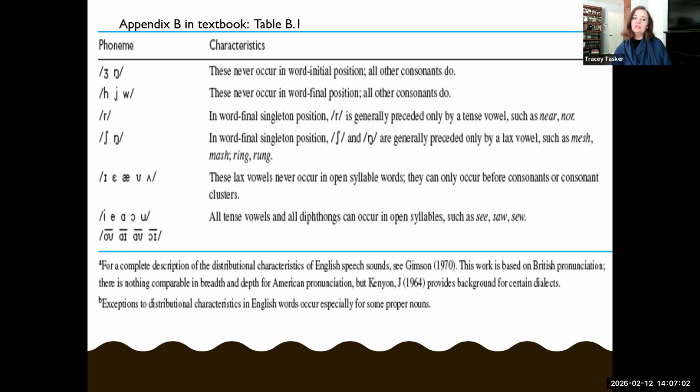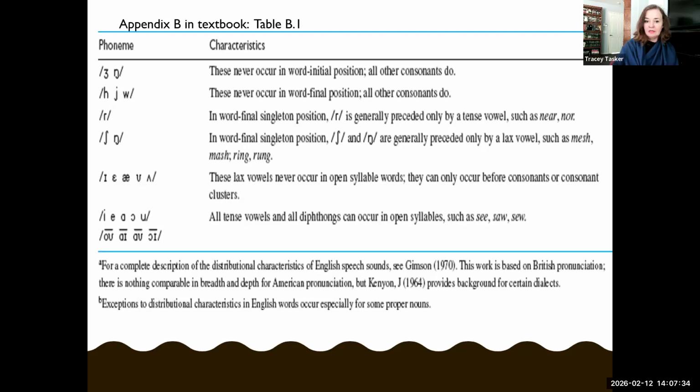So for example, this first set of phonemes that they're showing here never occurs in word initial position. So when you're transcribing, you would never find that in word initial position. Likewise, they give you the example that these consonants never occur in word final position in the next row. So I think this is just a helpful thing to have available when you start to work on your transcriptions. Make sure that you take a look at this.